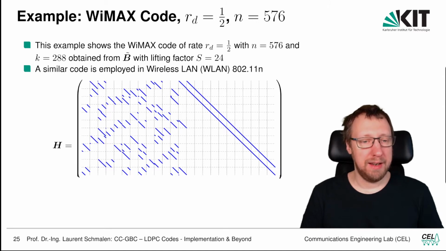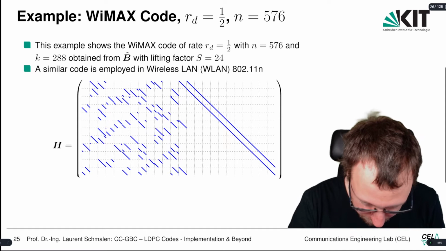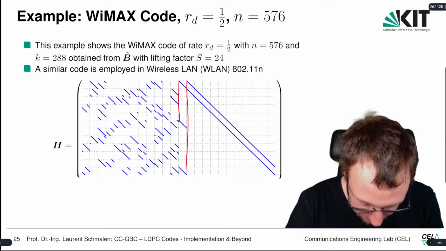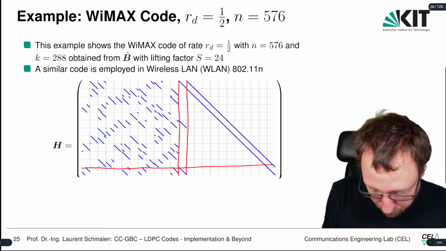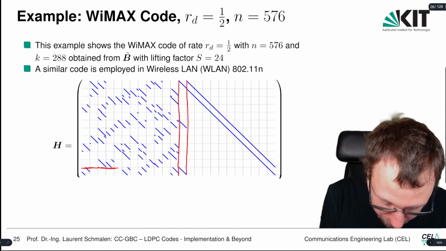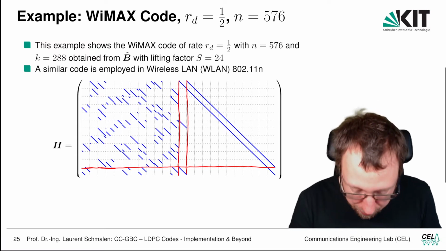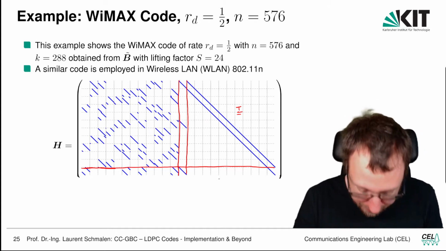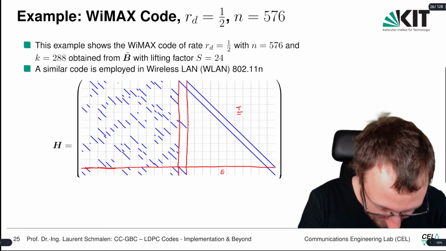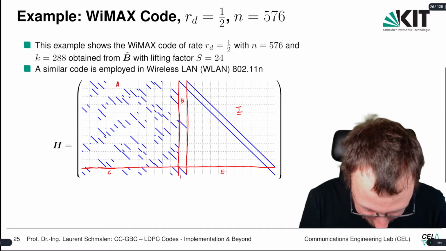What we get is a matrix that we can see is already in the form for encoding. If we take a closer look, we can put it into this form. Let me just redraw this. Here we go. So this is the matrix T. It's in lower triangular form. This is the matrix E. This is the matrix A. This is the matrix B. This is the matrix C. And this is the matrix D.